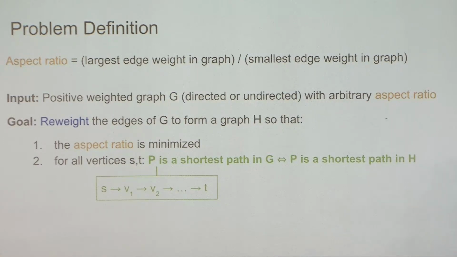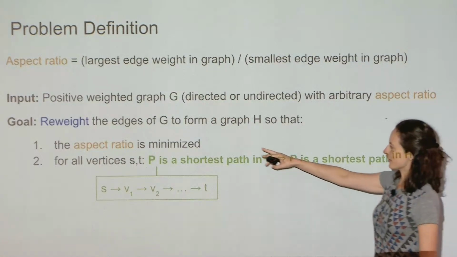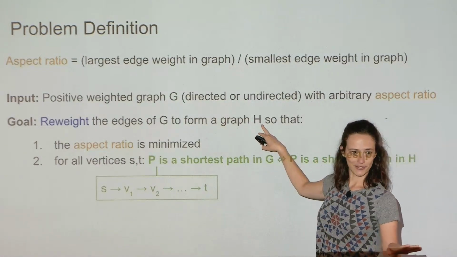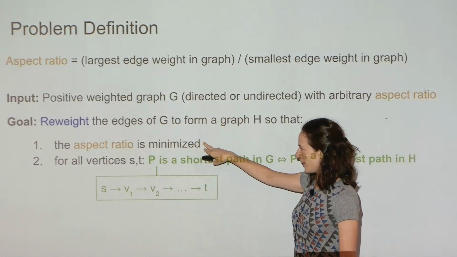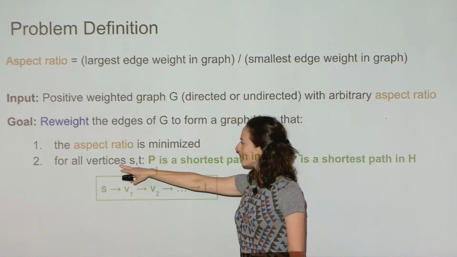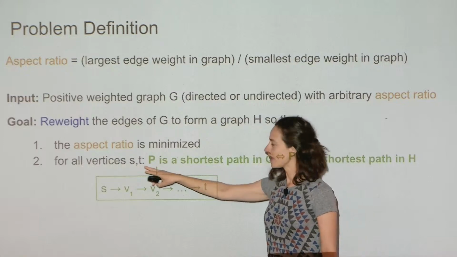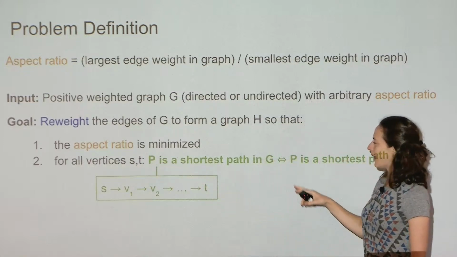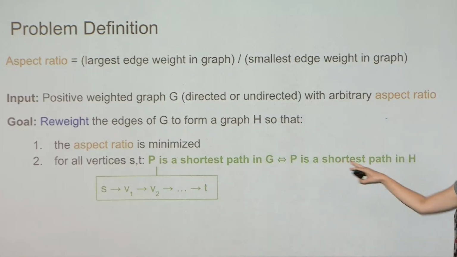And what we would like to do is to reweight the graph in order to have small aspect ratio. We're not going to be changing the graph at all. The graph structure, all of the edges are going to stay exactly the same. All we're allowed to do is to change the weights in order to form a graph H, same as the original graph, just new weights, so that the aspect ratio is minimized. And this is the thing we're trying to preserve. For all vertices S and T, if P is a shortest path in the original graph, then P is also a shortest path in our newly weighted graph H, and vice versa.